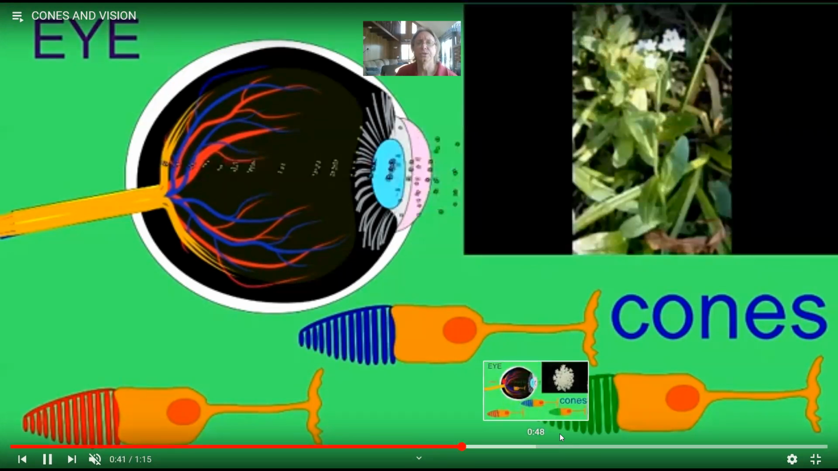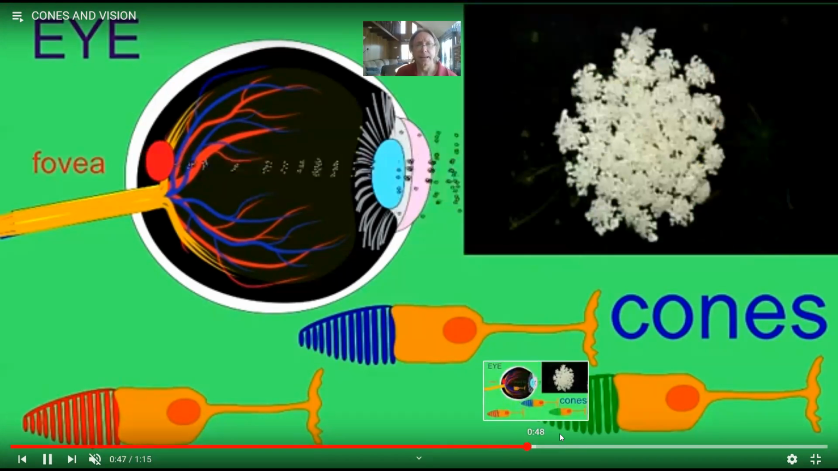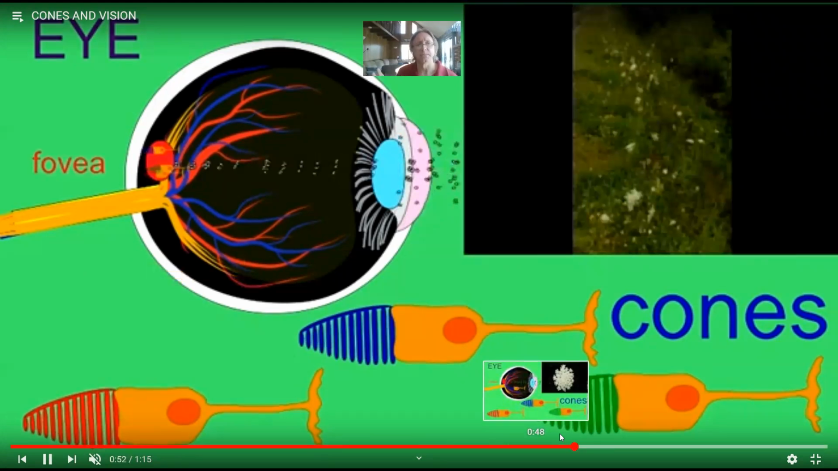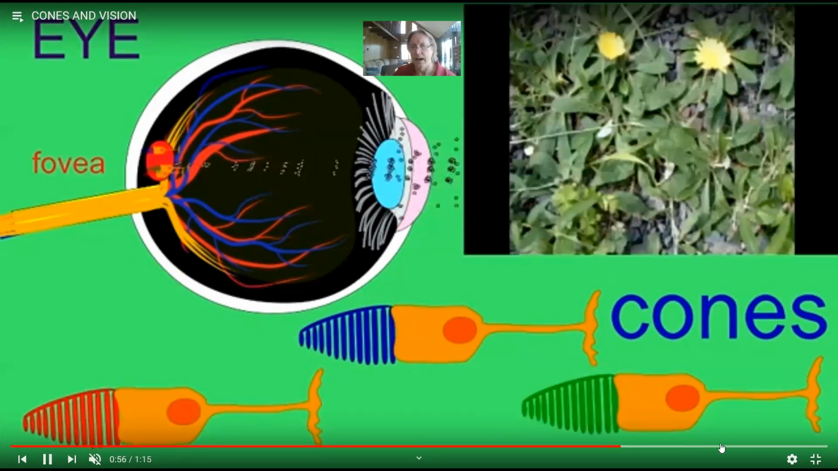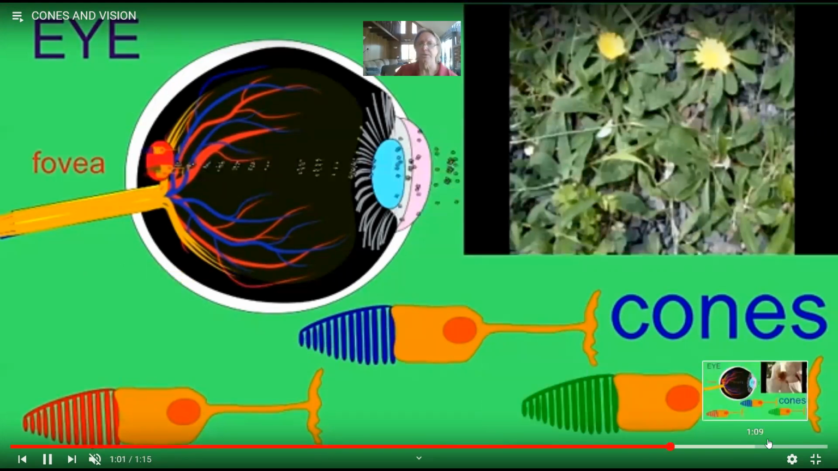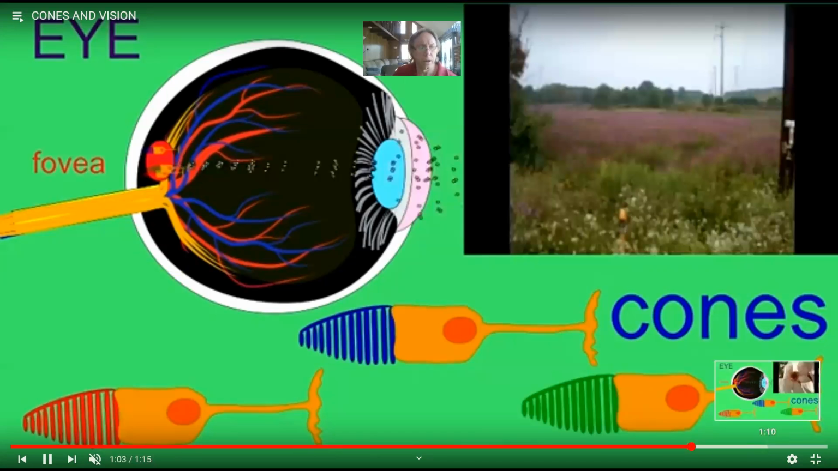These cones work in bright light. So in the middle of the day, you're very good at distinguishing between colors. But then when it gets to dusk, you start to see color less, because now the rods are becoming predominant, less in terms of cones. All right, so this is what we use for color vision.